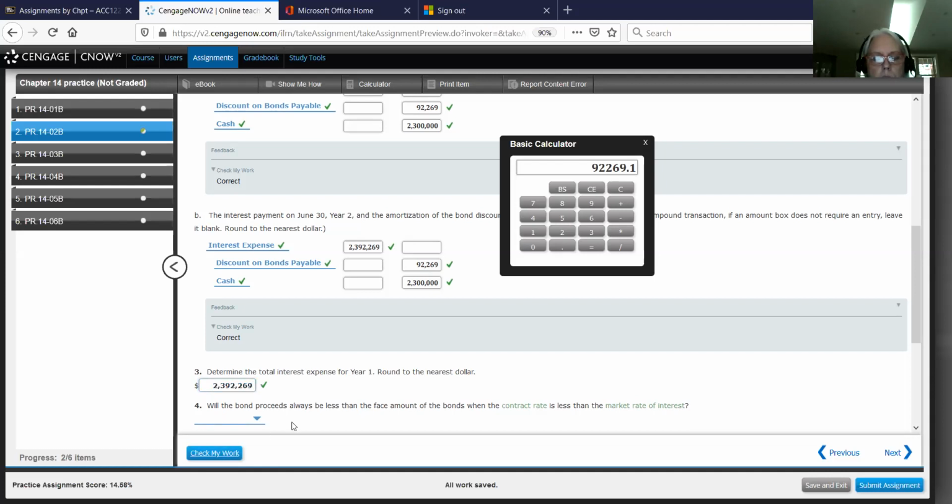And then in part 4, they want you to answer this question. Will the bond proceeds always be less than the face amount when the bond's contract rate is less than the market rate of interest? If the contract rate is less than the market rate of interest, the bonds are selling at a discount. So the answer to this is yes, it'll always be that way. The bond proceeds is the cash amount. Will the cash amount always be less than the face value when the contract rate is less than the market rate of interest? The answer to that is yes.